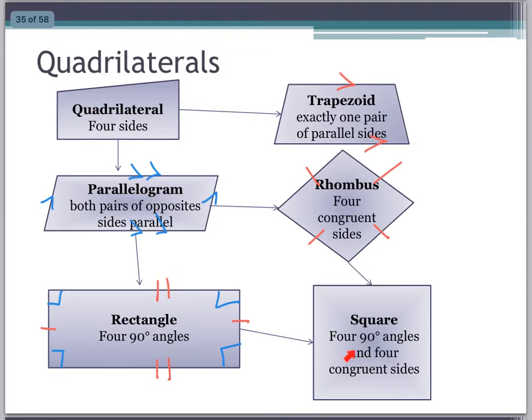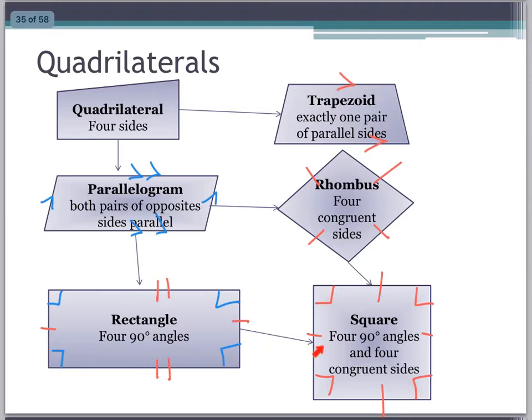Moving on to square. 4 90-degree angles and 4 congruent sides. You guys know that. So again, what that means is 4 90-degree angles, 1, 2, 3, 4, and also 4 sides that are the exact same length. So 1, 2, 3, 4. 4 sides are the same length. That's what I expect to see from you when you draw me a square. Not something that kind of looks like a square with no markings. If you skip the markings, I count it wrong.